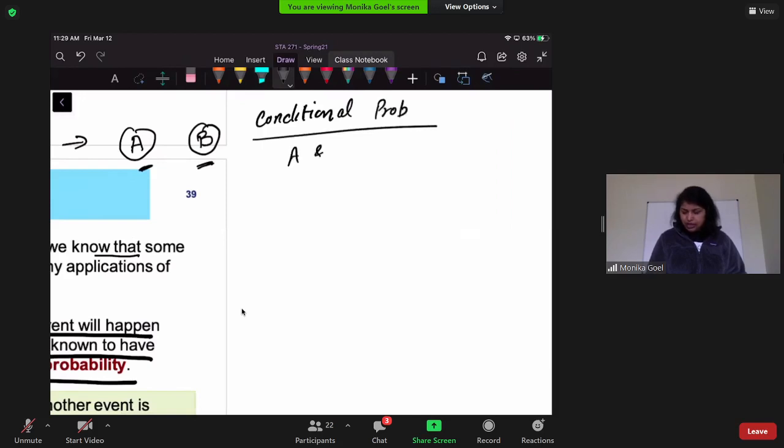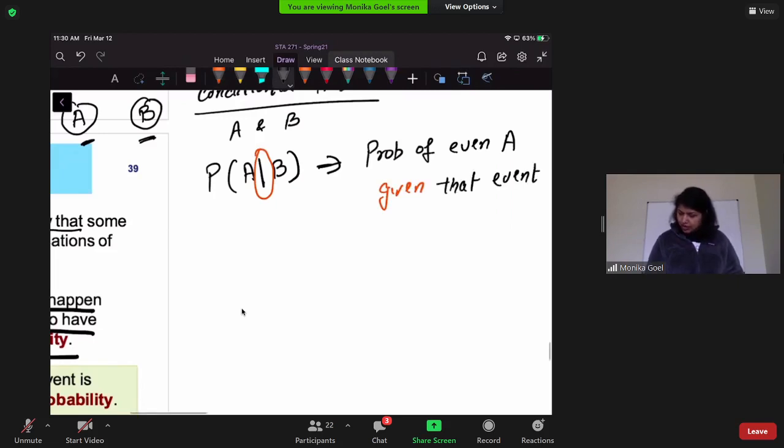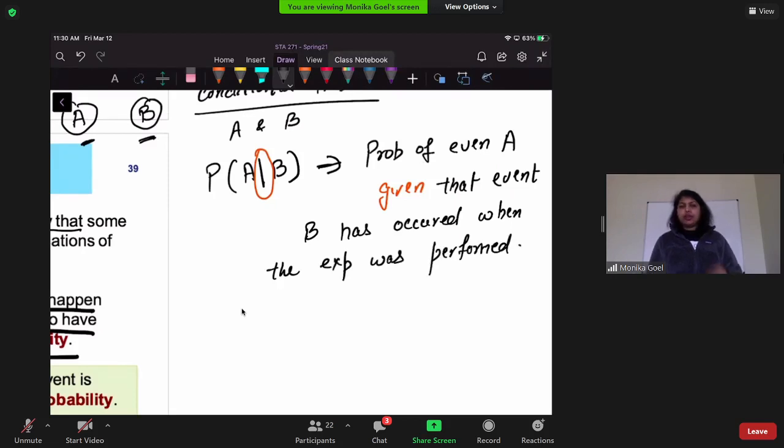so let's say I have two events, A and B. And if I'm looking for A, how do we say it? We say the probability of event A, given that event B has occurred when the experiment was performed. So when we are saying probability of A given B, and let me write it in a better way, it's like this, not like this. So A given B, so this slash is called given.